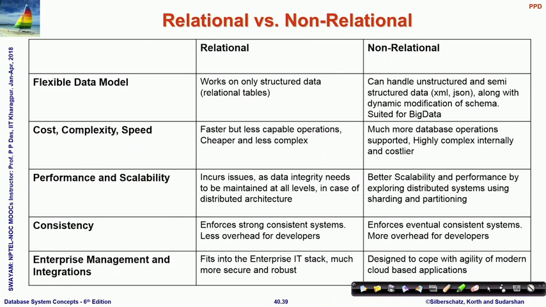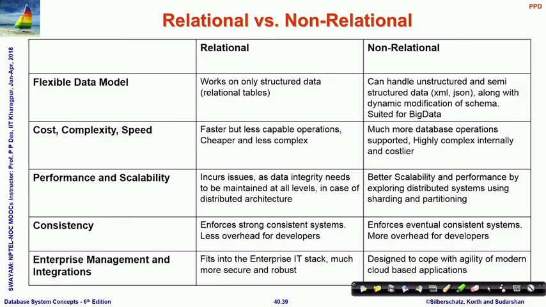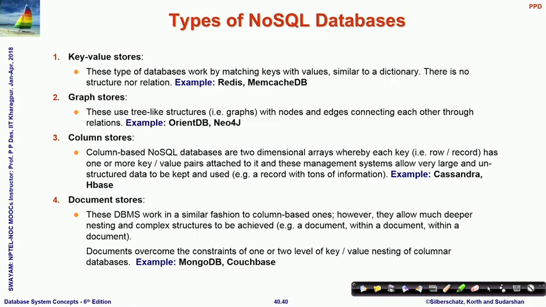Enterprise management and integration, relational fits very well, because it has been around for, as you have seen from the little bit of history of all these common databases, more than 40 years. So, they easily fit into the IT stack, whereas non-relational is still in the agile form of development that is becoming more and more common. It fits into cloud based development and so on. So, these are some of the distinctions that exist, and these are the different types of NoSQL databases.